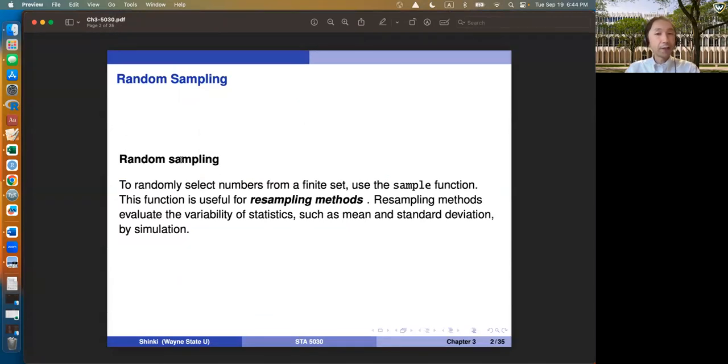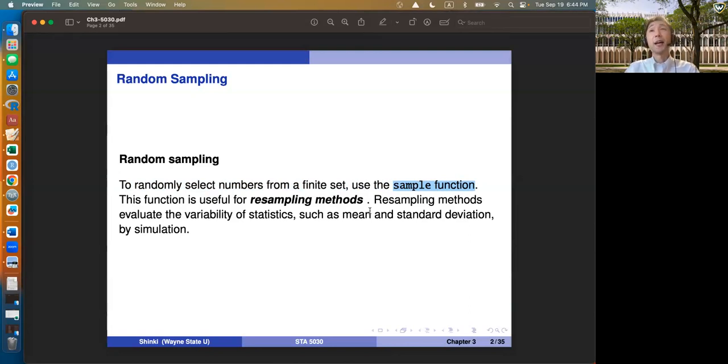So this is a kind of simulation method. To randomly select numbers from a finite set, maybe a set of 5 observations, use the sample function, the SAMPLE function. This function is used for resampling methods. Resampling means that we sample from the sample.